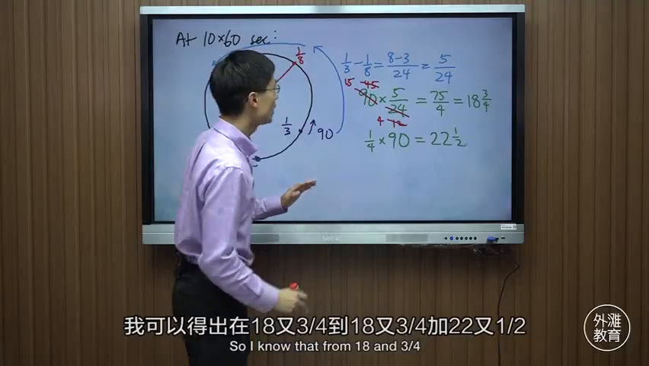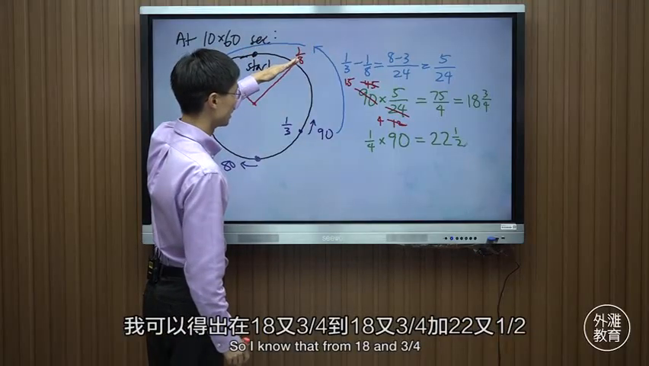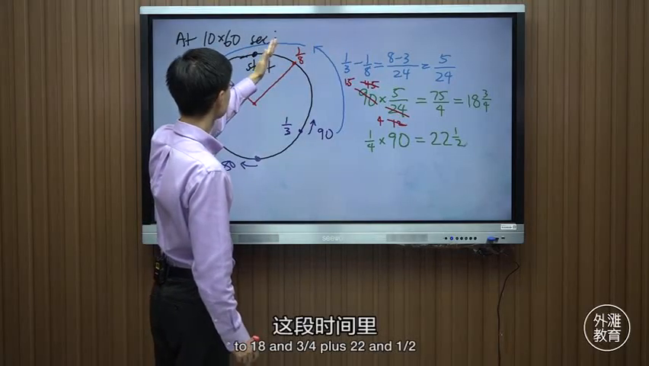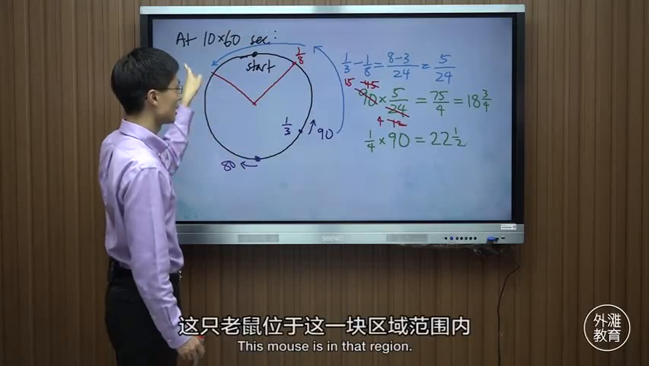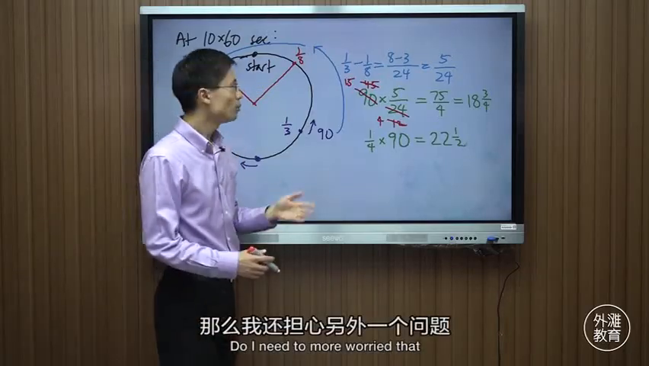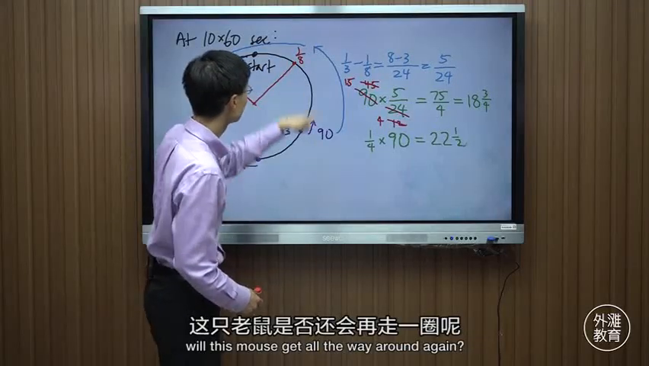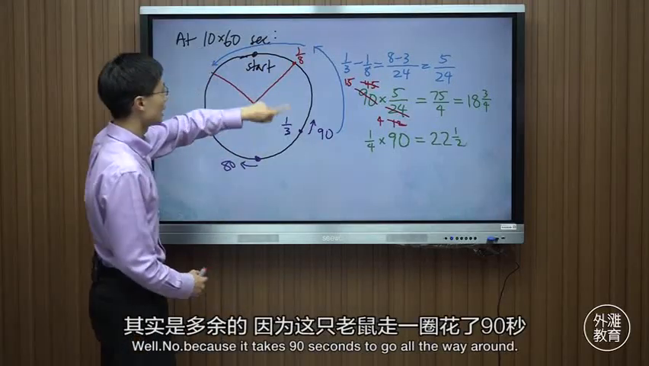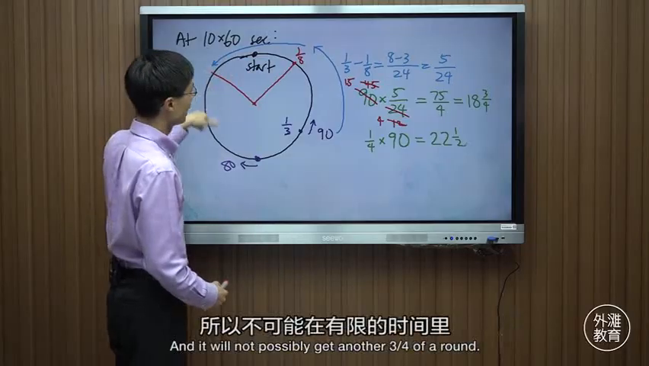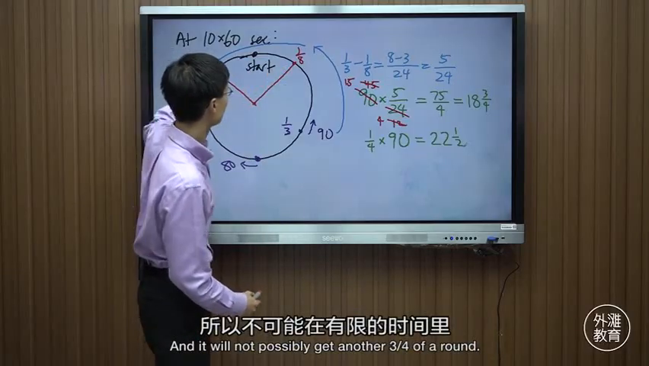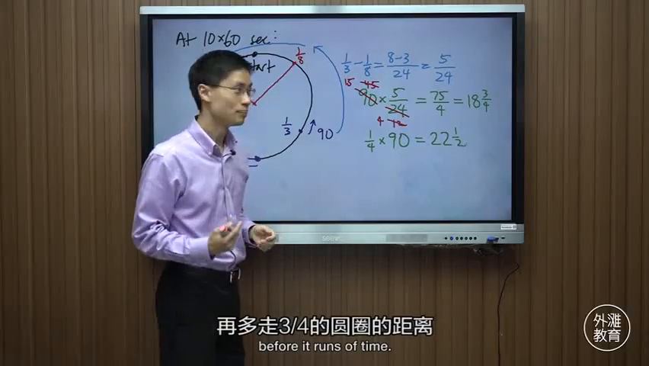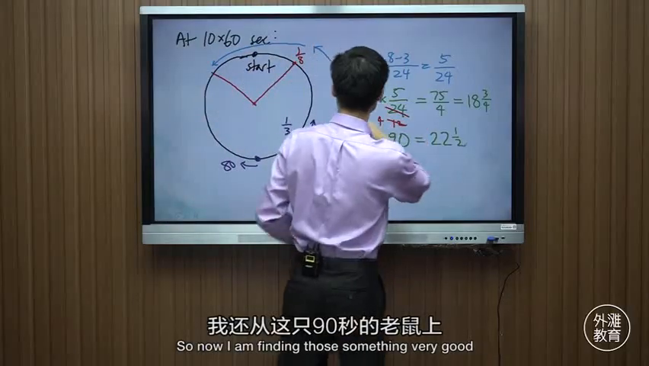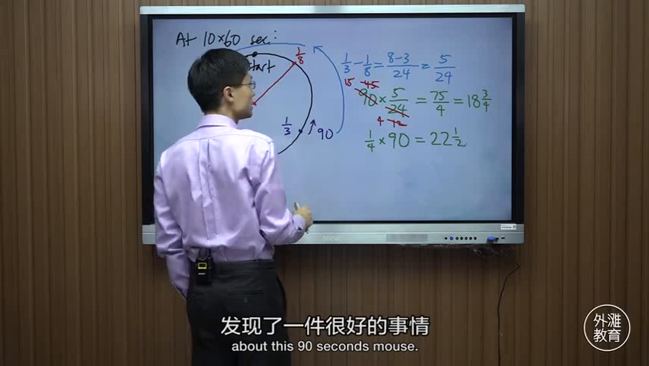Okay, so now I know that from 18 3/4 to 18 3/4 plus 22.5, this mouse is in that region. Do I need to worry more about this mouse? Will it get all the way around again? Well, no, because it takes 90 seconds to go all the way around, and it will not possibly get another 3/4 of a round before I run out of time. So now I finally know something very good about this 90-second mouse.